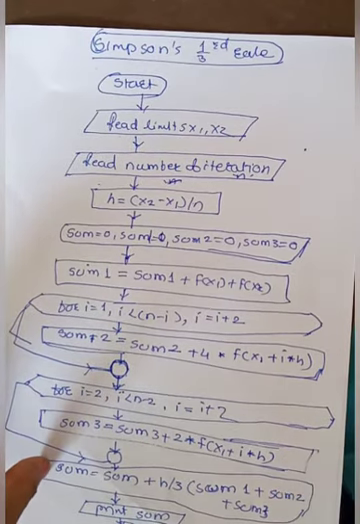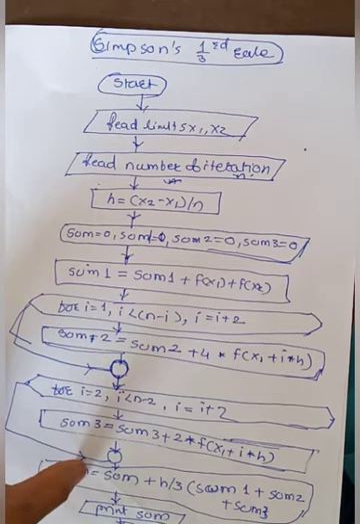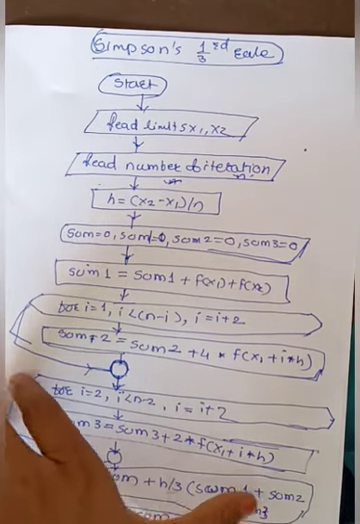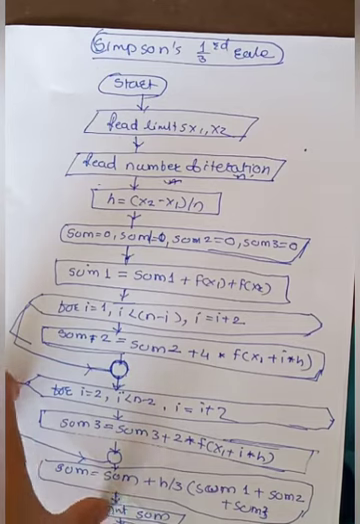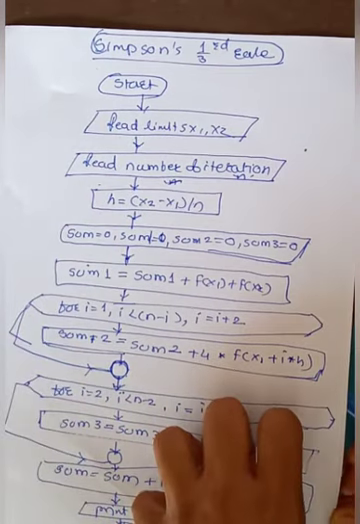Okay, now finally the sum, that means the integration value of Simpson's 1/3 is calculated here by using the formula sum is equal to sum plus h by 3 (sum 1 plus sum 2 plus sum 3), and finally whatever value you have can be printed by using print sum, and you have to stop.